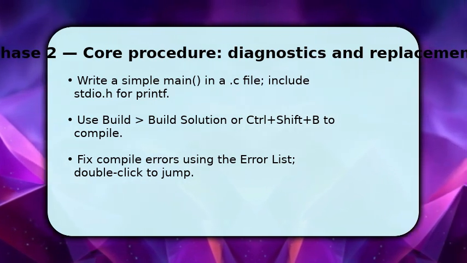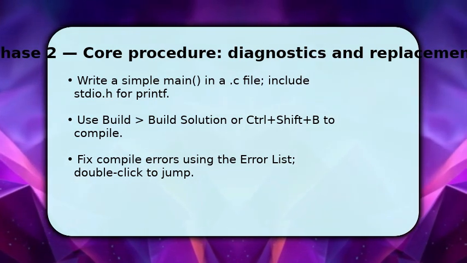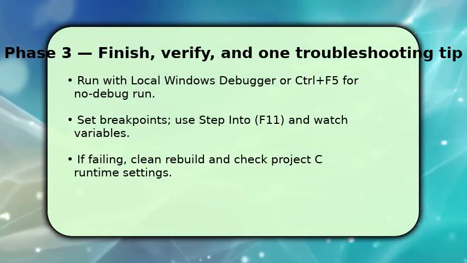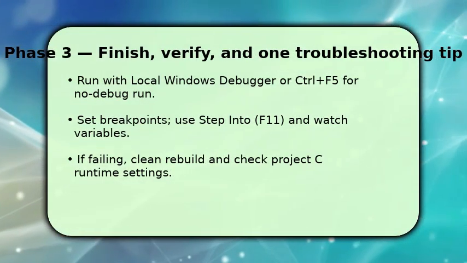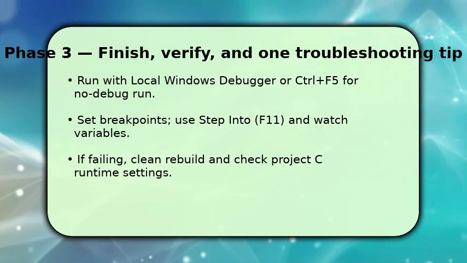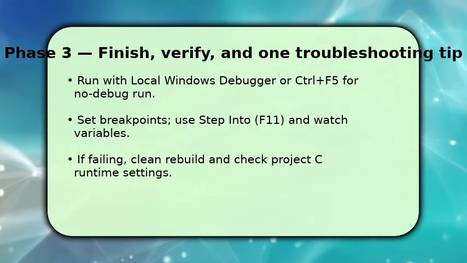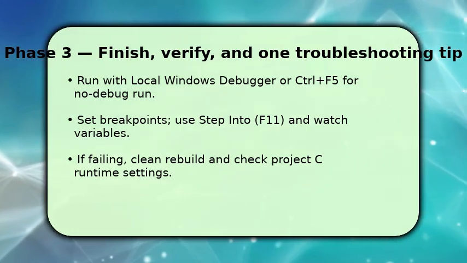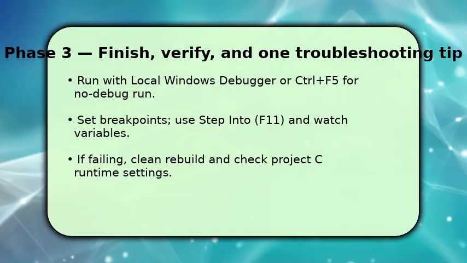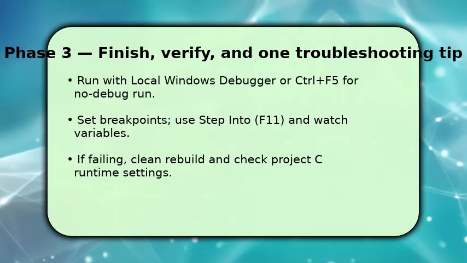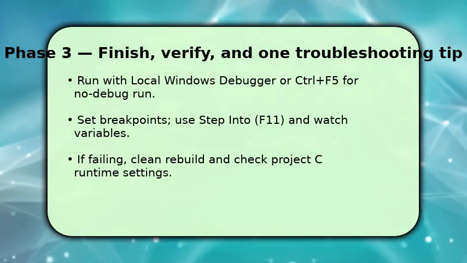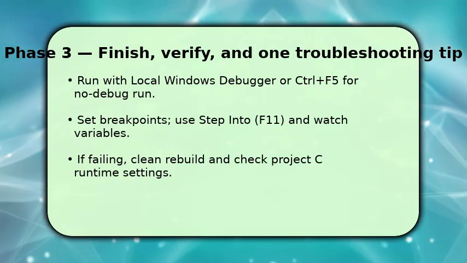You run the program using the Local Windows Debugger for interactive debugging, or Control plus F5 to run without the debugger, and keep the console open. Set breakpoints at key lines, then use Step Into and Step Over to trace execution and inspect variables in the Locals and Watch windows. If the program crashes or behaves oddly, clean and rebuild the solution, verify the project uses the C runtime, and confirm compiler options are for C, not C++. This usually resolves it.